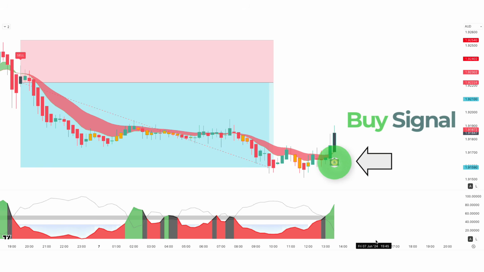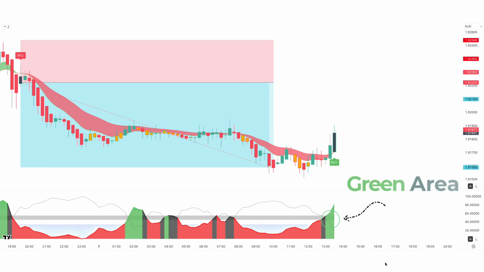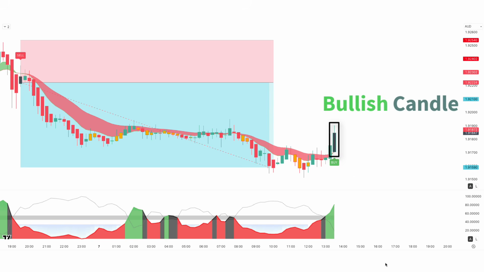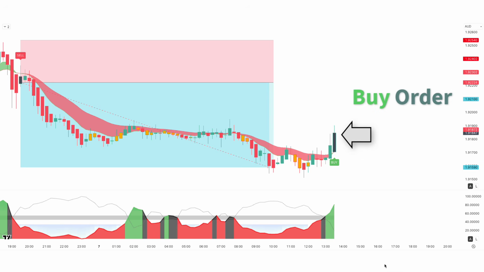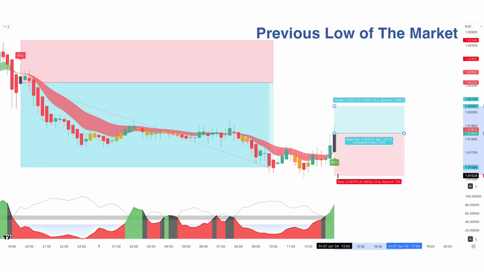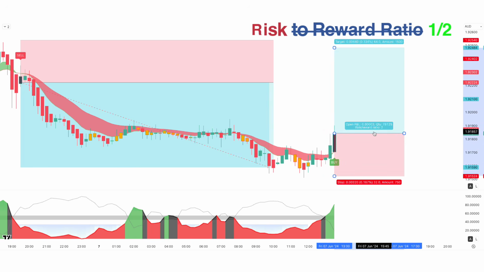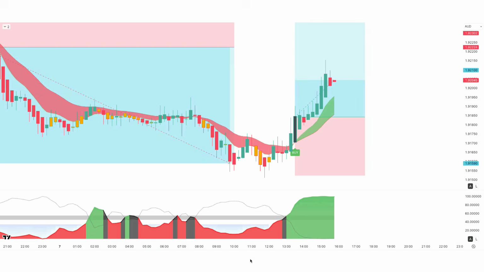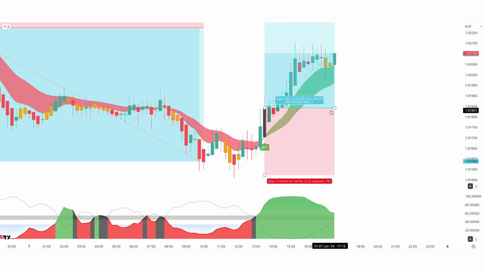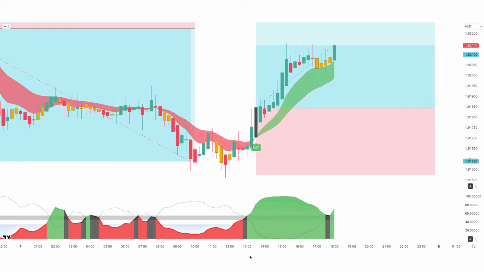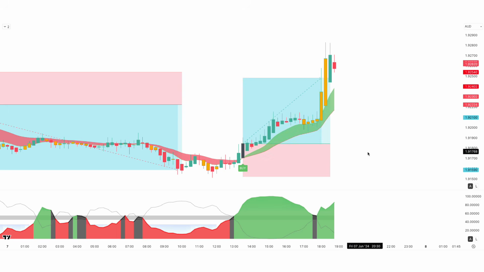Here, the Sniper Entry Exit arrow up of this indicator is a buy signal. Here, the Adaptive Average Sentiment Oscillator is in the green area. Here, the market has made a bullish candle to give confirmation. So all our conditions are being fulfilled, so we are placing an order to buy. Our stop loss is to be placed at the previous low of the market, and the risk to reward ratio will be 1:2. Let's see what happens to our trade. Our trade is running in profit. We have won the trade. Let's find the next trade.